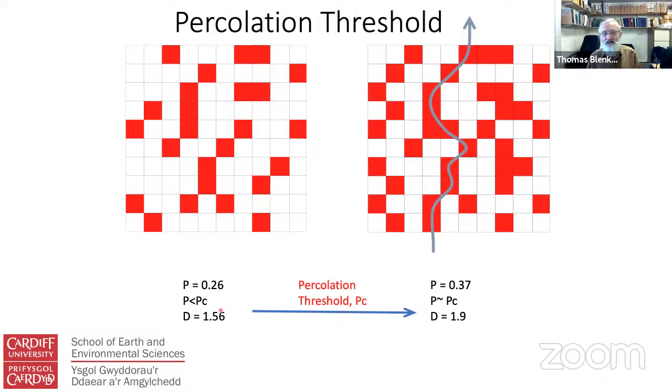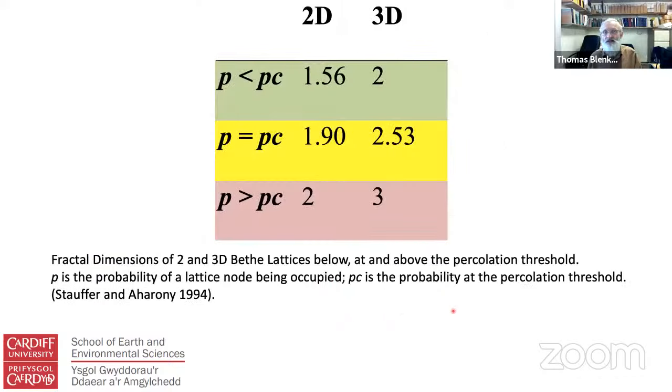The D value for the network which is less than the percolation threshold is 1.56 in this example. In this example, for the network above the percolation threshold, it's 1.9. And the good thing about this approach is that we know these values from theory. We know the fractal dimensions from percolation networks, both in 2D and in 3D at the percolation threshold. And we know the values below and the values above the percolation threshold. So we can measure whether the network is at percolation threshold by measuring these fractal dimensions.